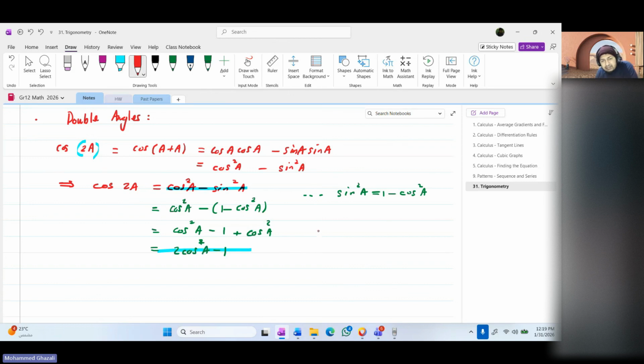Now, what if, remember, cos 2A is also equal to cos squared minus sine squared from compound angle. And now I want to replace cos squared A with 1 minus sine squared A.